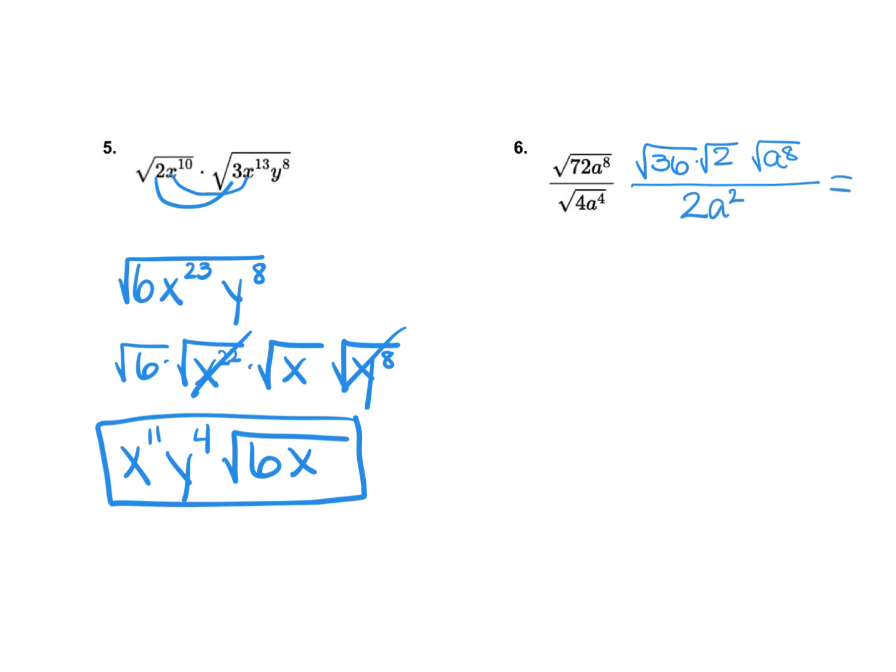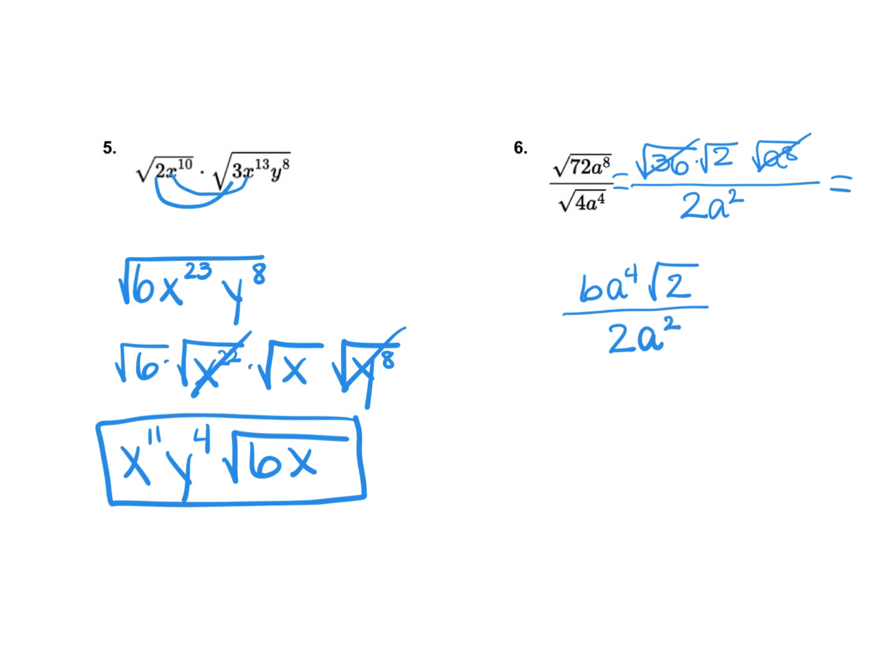So we'll continue simplifying then. And we can take the square root of 36. So I'm just going to write this here. So 6. We can take the square root of a to the 8th. That's going to be a to the 4th. And then we can't take the square root of 2, so we're just going to put that right here. Now we've got our 2a squared.